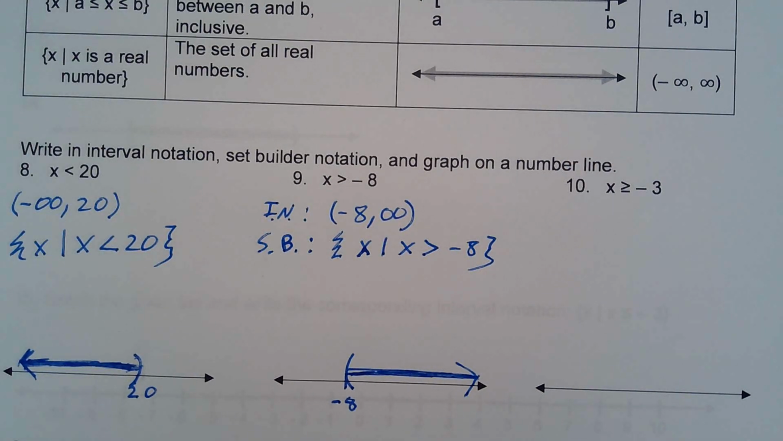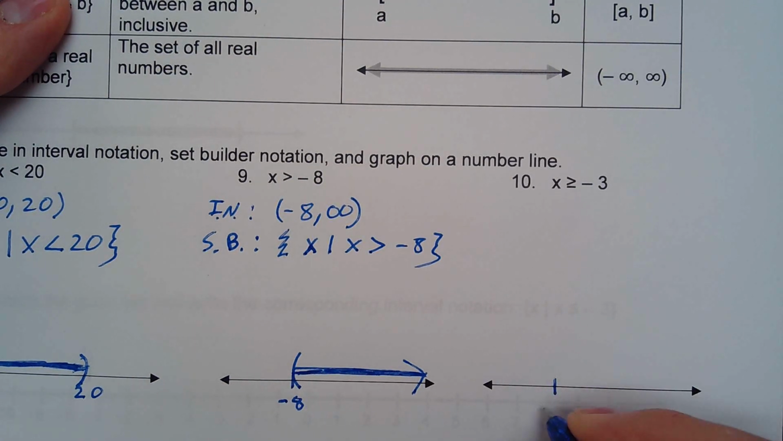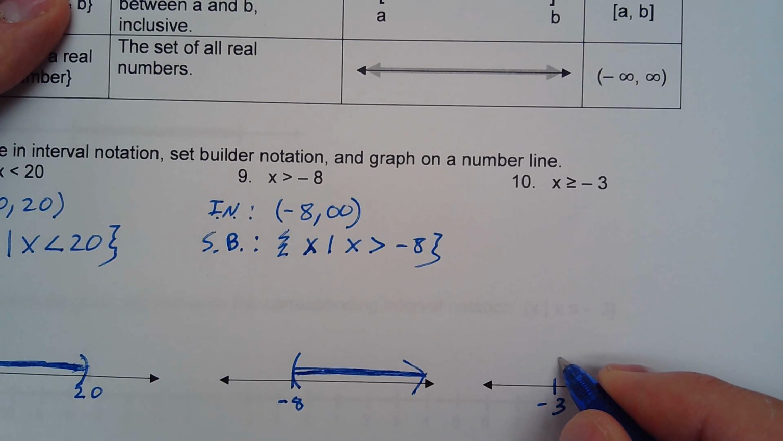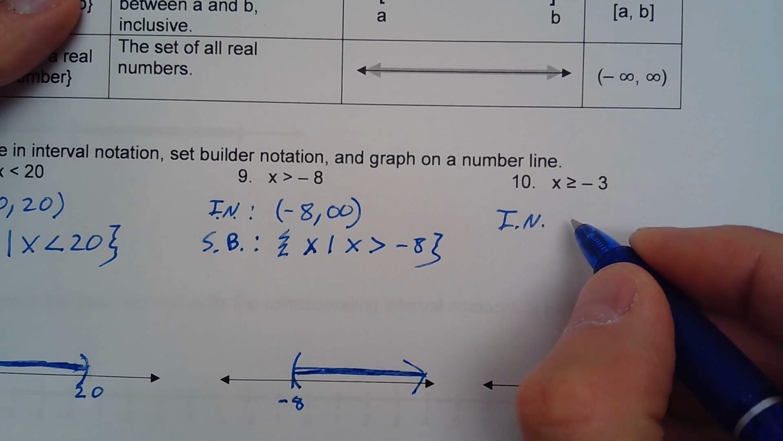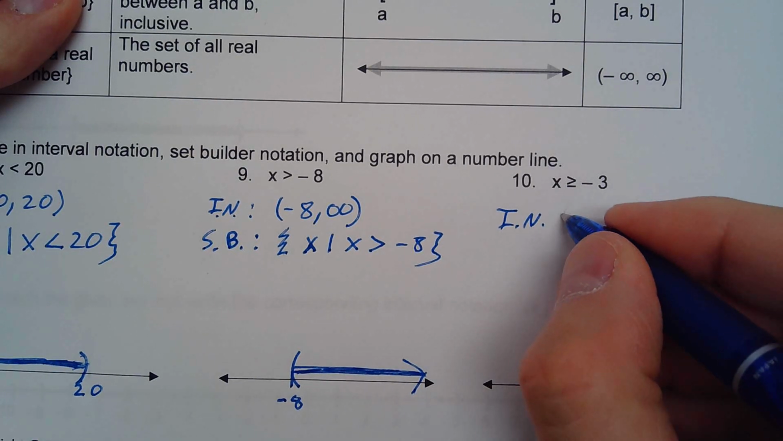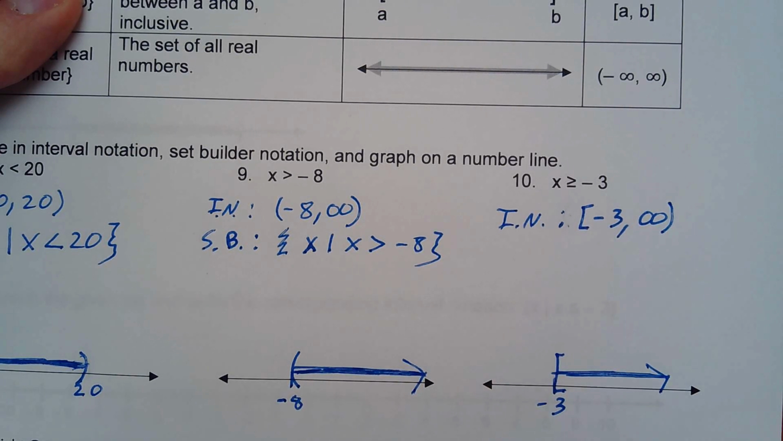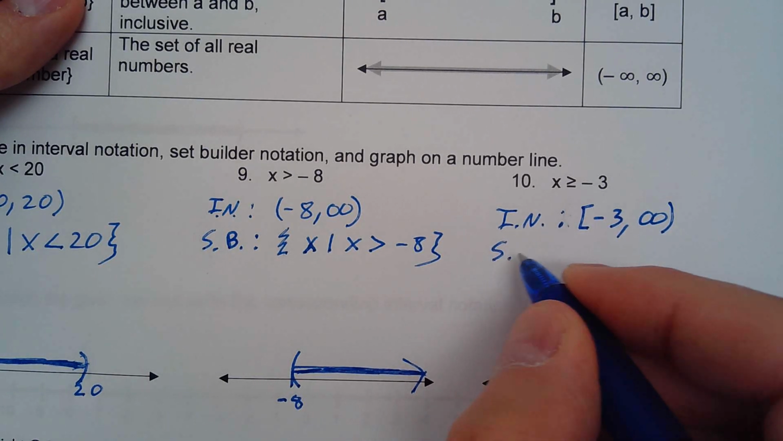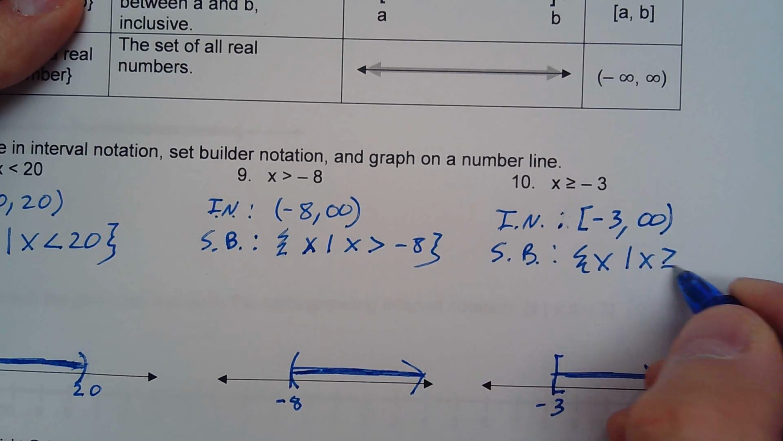Number 10, we've got x here is greater than or equal to negative 3. So I need to find my negative 3. I'm going to put a square bracket, and I'm going to shade to the right. So in my interval notation, I have my square bracket, negative 3 to infinity. And set builder, set of all x such that x is greater than or equal to negative 3.